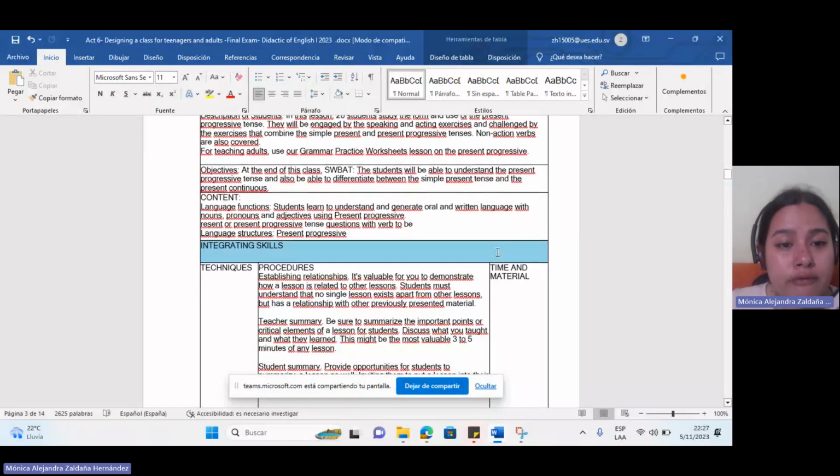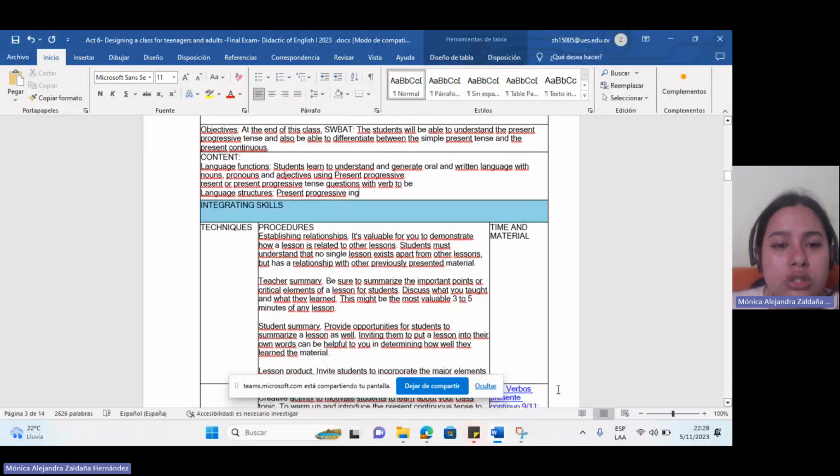The language functions: the students learn to understand and generate oral and written language with nouns, pronouns, and adjectives using the present progressive, and to ask present progressive tense questions with the verb to be. Language structures: the present progressive, which ends with -ing. And also the procedures.